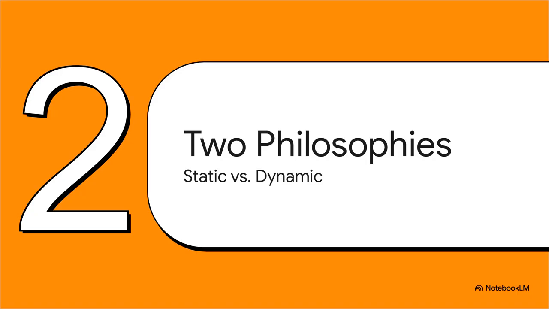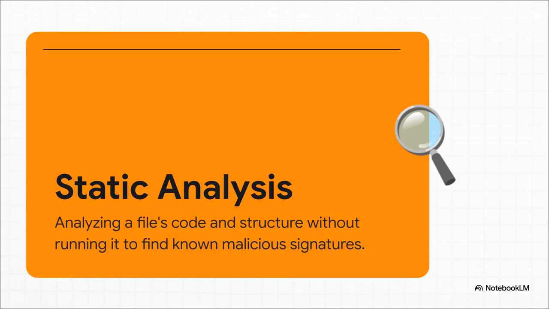Okay, let's dig into that, because the difference between VirusTotal and Hybrid Analysis isn't just about a list of features. No, it's about two totally different ways of thinking about how to catch malware. It all boils down to something called static versus dynamic analysis. So first up, you've got static analysis. Imagine you're a detective looking over evidence at the station. You're not watching the crime happen, you're just examining the file's code, its structure, its fingerprints, looking for any known signs of trouble. This is VirusTotal's bread and butter.